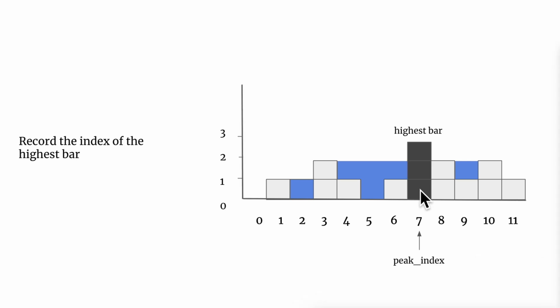Why do we need to record the highest barrier? For the range from index i to the peak index, since I recorded the highest barrier on the right side, I'm totally sure there is a barrier on my right side that's going to help block and trap the water. So it can help us just focus on this range's left side.